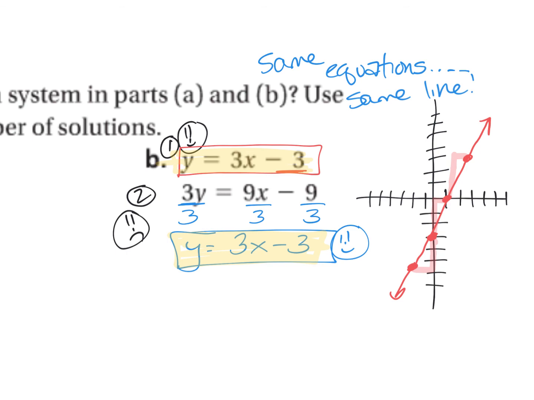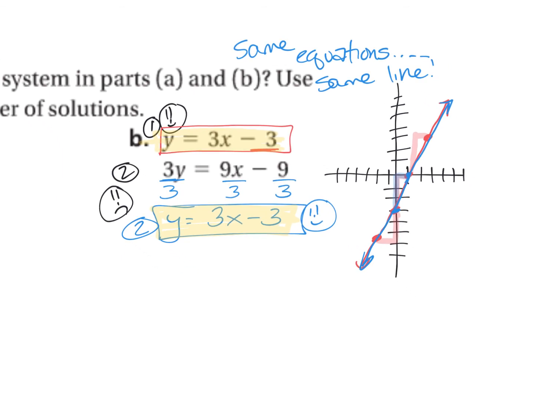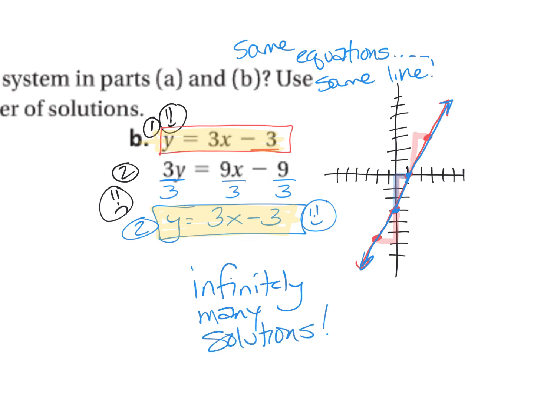Think about it. If I go to graph number 2, my y-intercept is -3. My slope is +3. I'm going to go up 3 over 1. Guys, this is exactly the same line. It's the exact same equation. That means this would technically turn to purple, right? Blue and red together. This is going to be infinitely many solutions. They literally cross everywhere.